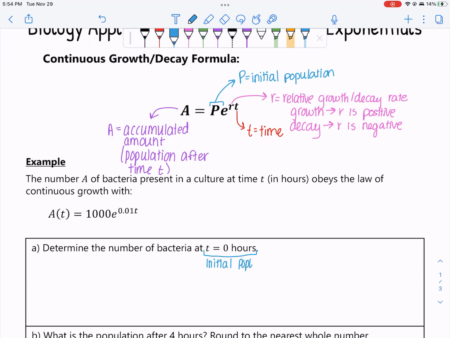Now, sure, you could plug in 0 to this formula. You could, and if you do, you'll get the same answer I'm about to give you, but we know that the initial population should be this number outside of the e, right? This is the R, this is the T, this is the P, right? P is equal to 1,000. This is the initial population. So how many bacteria were there at T equals 0 hours? There were 1,000 bacteria.